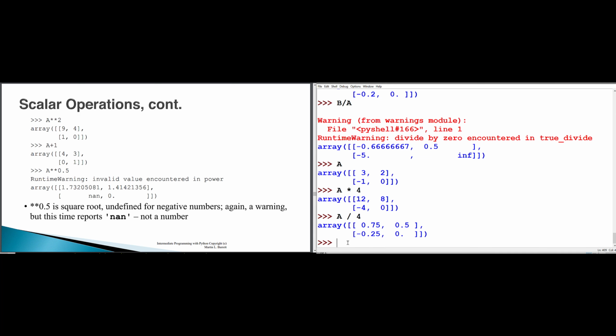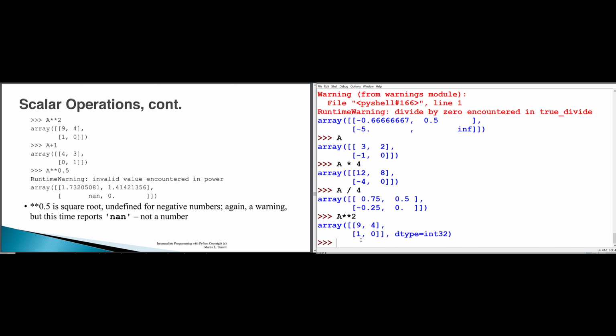If I say A squared, A and then the exponent operator and 2, again, I want to be clear that this is not doing a matrix square. It's not A times A in a matrix sense. It's just going to multiply these individual elements by themselves. So 3 times 3 is 9, 2 times 2 is 4, minus 1 times minus 1 is 1, 0 times 0 is 0. So that's the result that I get.